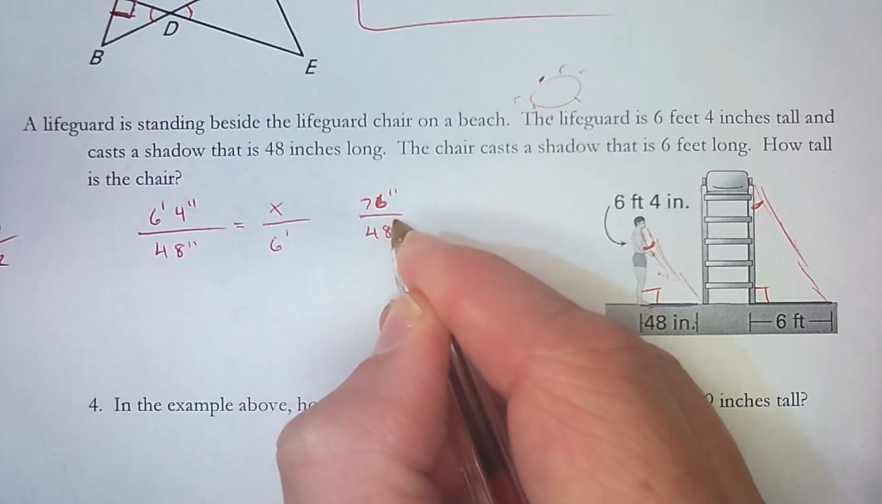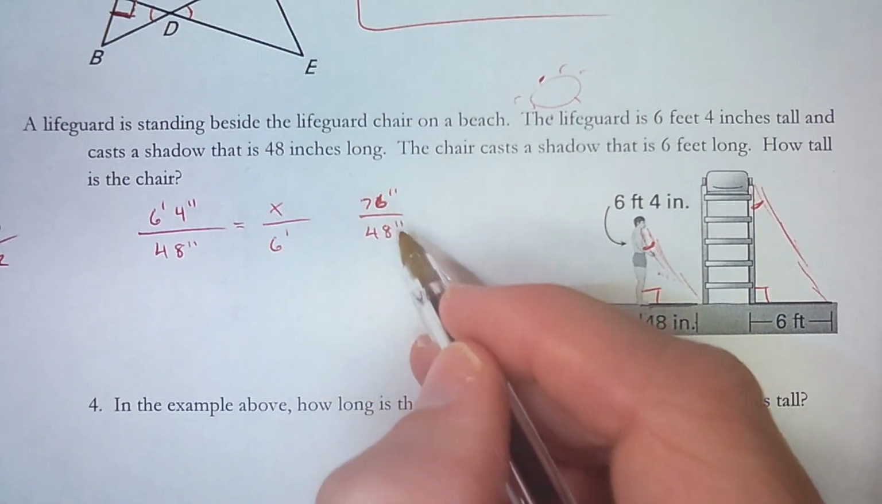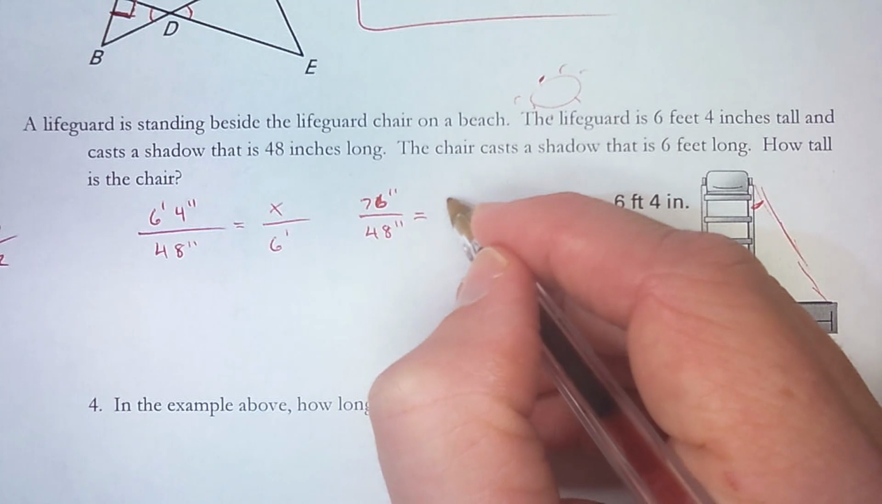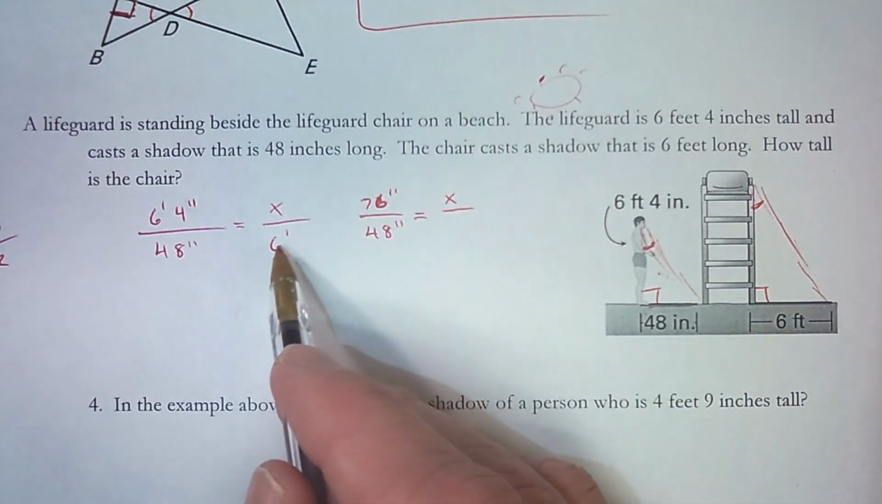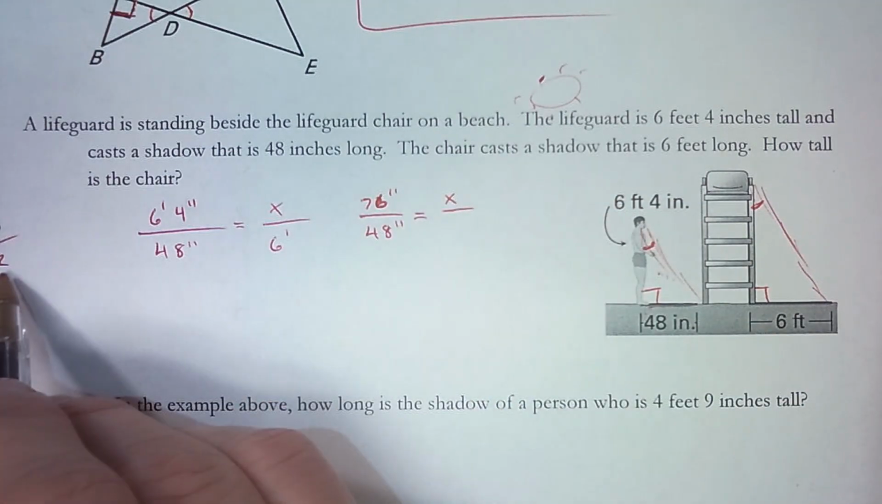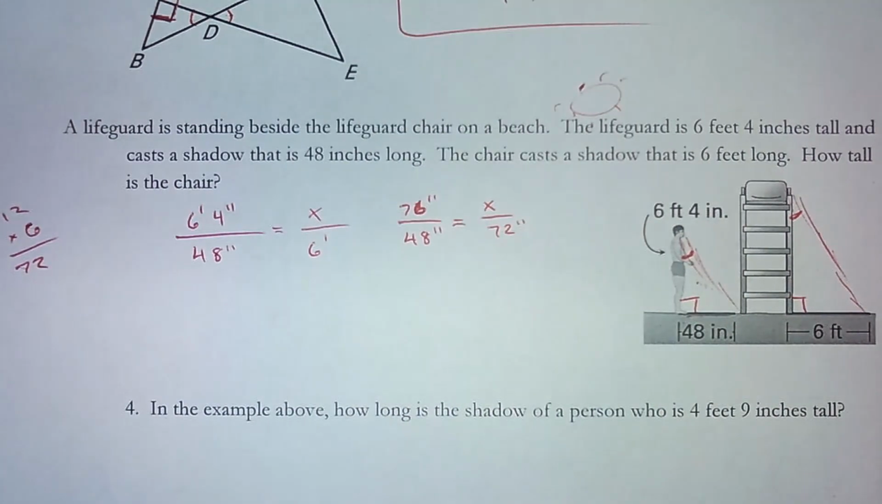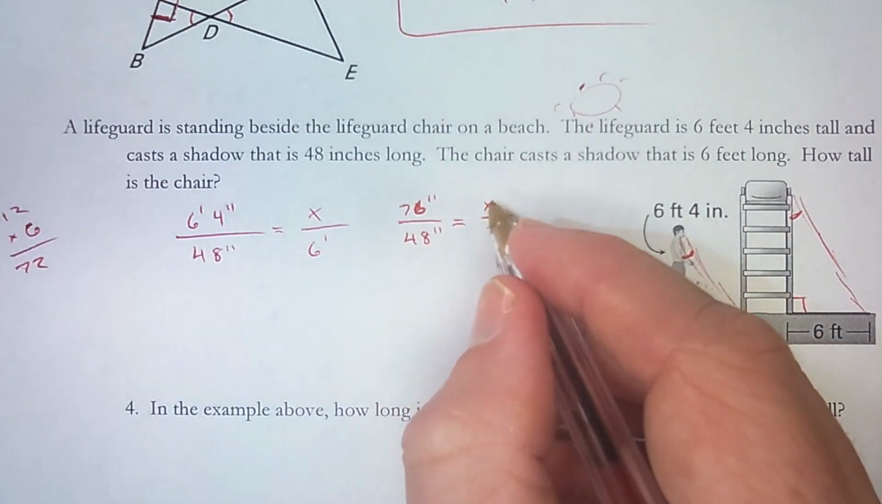76 inches is to 48 inches. So a 76-inch tall person casts a 48-inch shadow. How tall of a chair casts a 6-foot shadow? And 6 feet, we know already, is 72 inches. Okay, so let's do cross products.